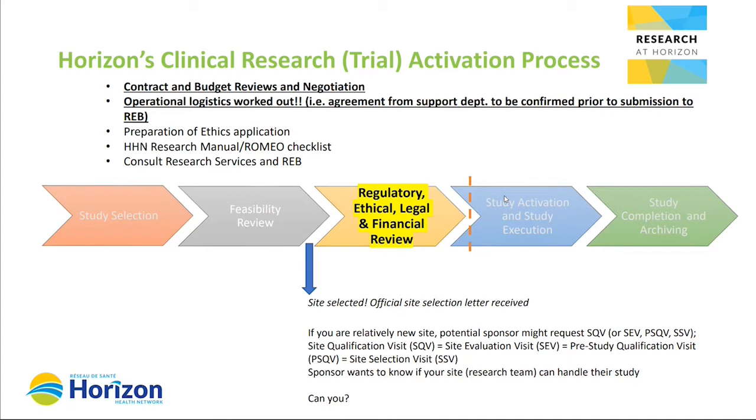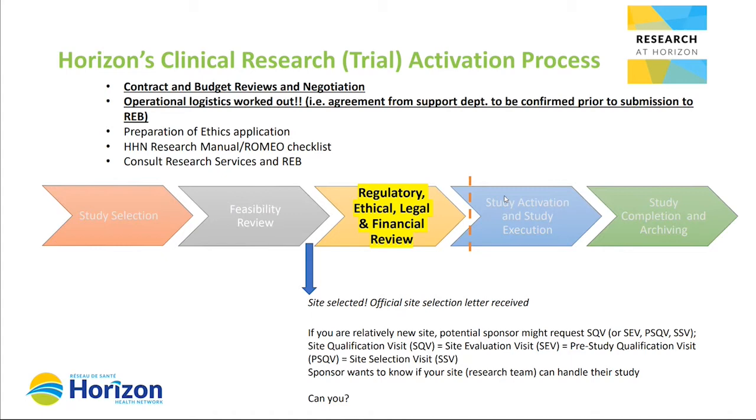The visit could be in person or could be conducted virtually. They may send out someone from the company, or a CRA from a contract organization, something like that. So let's say you've done your feasibility assessment survey, you've looked at your resource availability, and then the site qualification visit was completed, and after some time you get official notice saying that you've been selected as a site. That's very exciting. What's your next step?